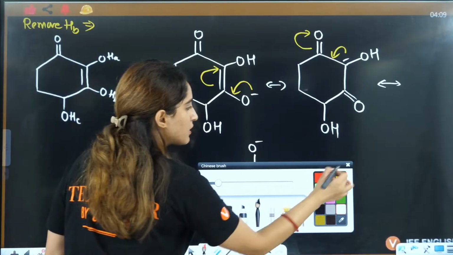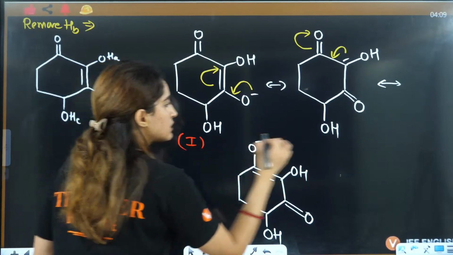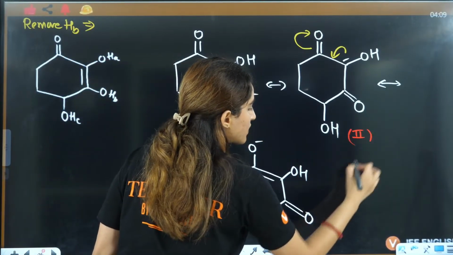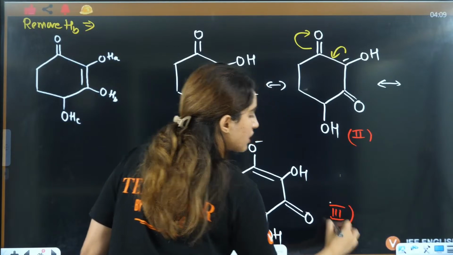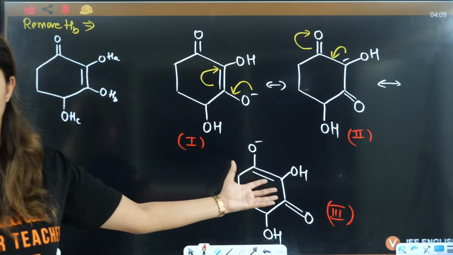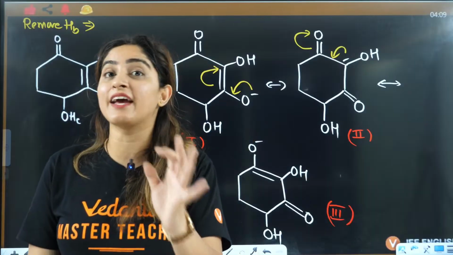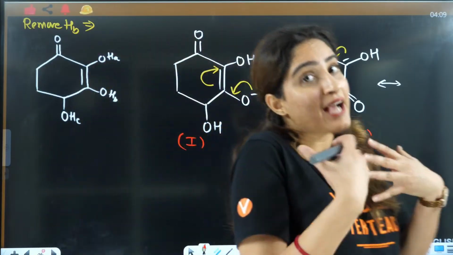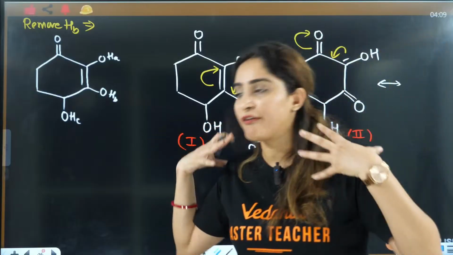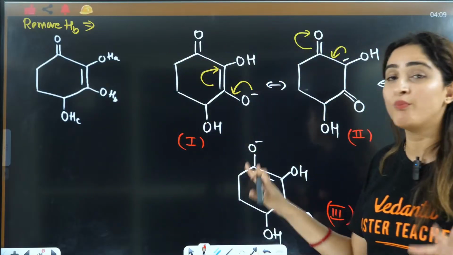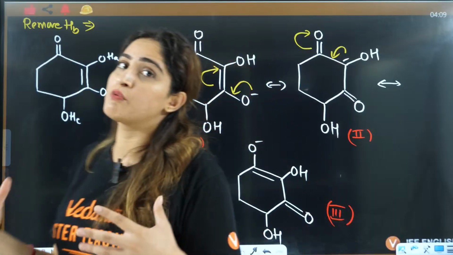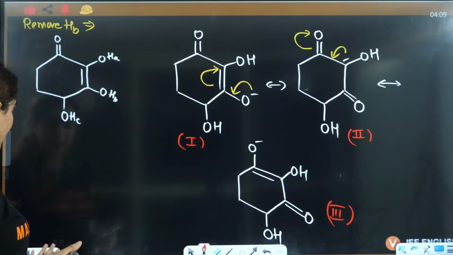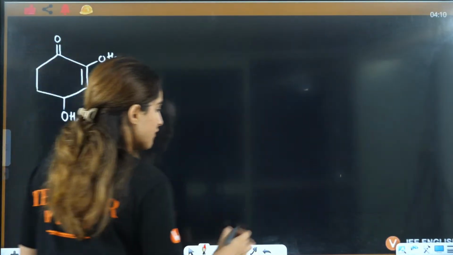How many resonating structures? This is 1, this is 2 and this one is 3rd. So definitely more resonating structures. That means on losing HB, you can have 3 resonating structures. So it will want to go, because if it leaves, then I'll have more resonating structures, which will give me stability, right? Then students, you have HC.